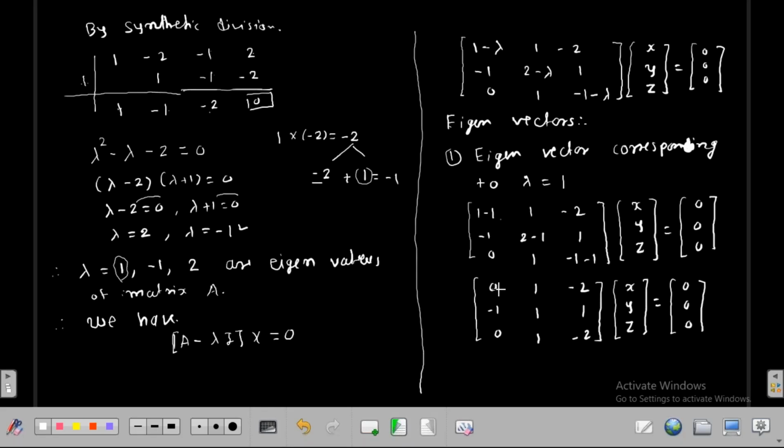Now make the equations for this. The coefficient of x is 0, so 0x. Plus the coefficient of y, so y, and the coefficient of z, minus 2z, equal to 0. Now minus 1 minus 1 is minus 2x, then plus y, then plus z equal to 0. Next, 0x plus y minus 2z equal to 0. Now take these two equations. We want to find the x, y and z values. So see how to find. Write this equation as follows.